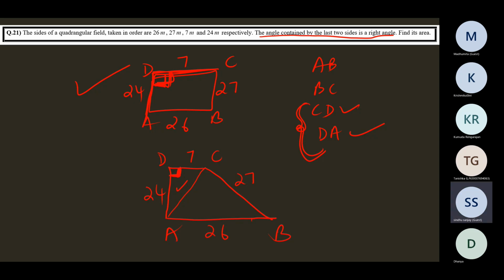Ma'am, we have to find the area of triangle ACD. Formula: half into base into height. Half base into height, half 7 into 24. So you got the area of triangle ADC. Next, Sanjay, next.